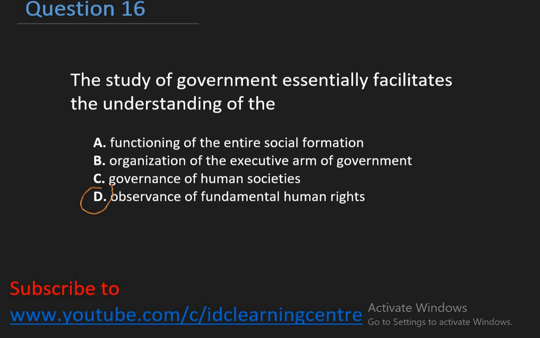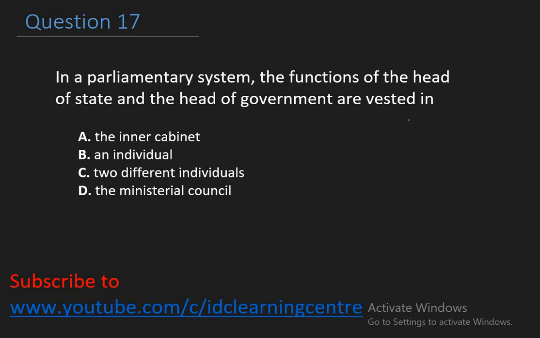Sorry, question 17. In a parliamentary system, the functions of the head of state and the head of government are vested in A, the inner cabinet, B, an individual, C, two different individuals, D, the ministerial council. Let me just pick the answer first. The answer is C, two different individuals.